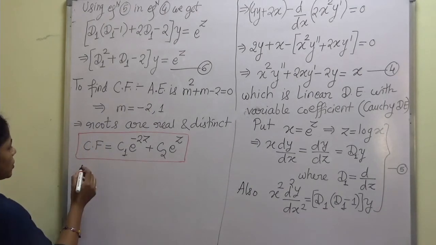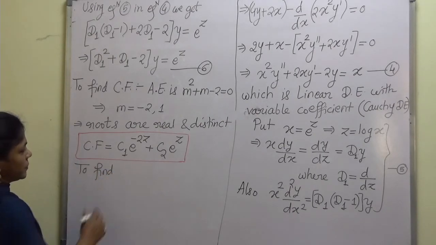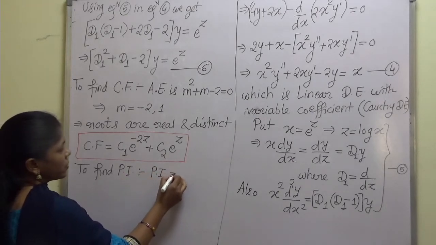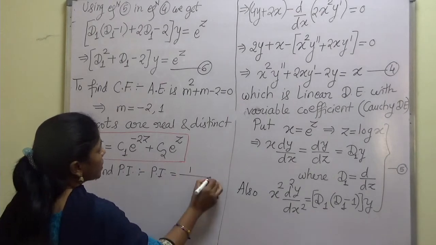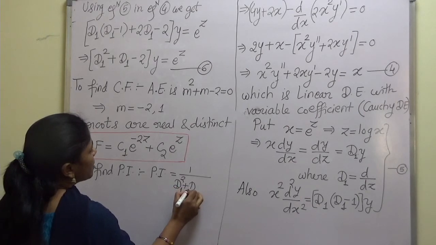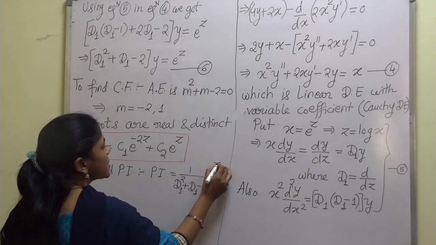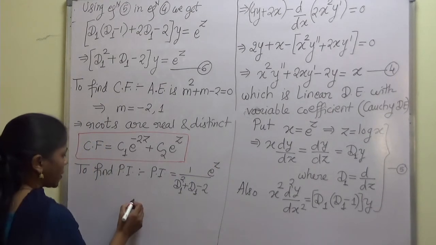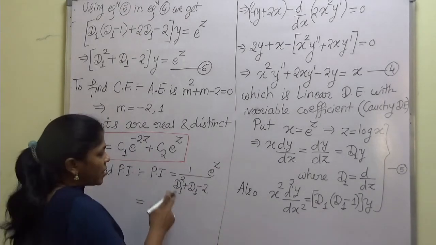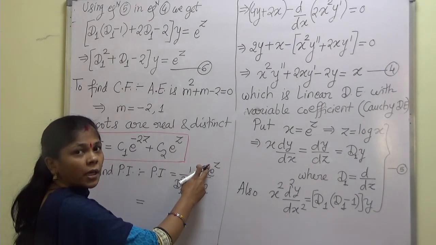Okay, now to find the particular integral. The particular integral is equal to 1 upon the operator, that is D1 squared plus D1 minus 2, operating on the right-hand side of equation 6, that is e raised to power z. Now what we will do is identify the coefficient of z over here and replace D1 by that.